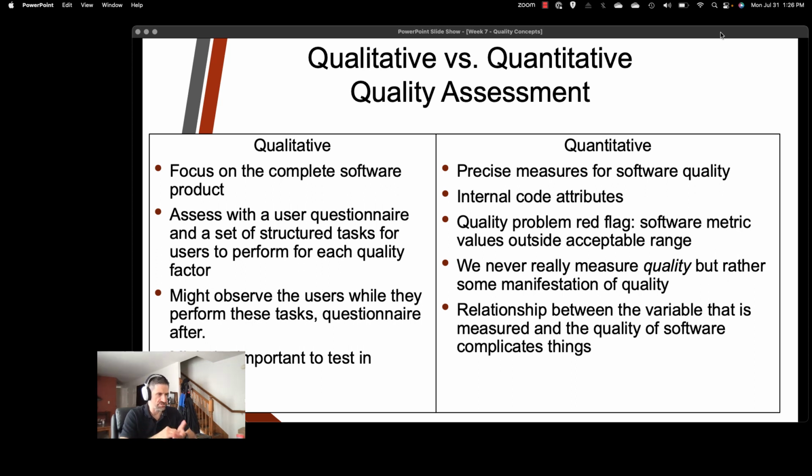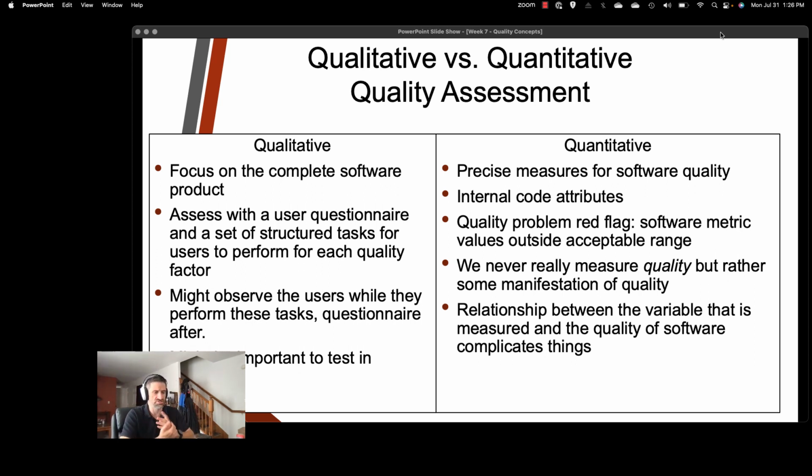We have lots of measurements, KPIs, internal code attributes. There may be red flags in place, where we have acceptable ranges, and if it goes out of those ranges, then it is a red flag. The one thing to remember is that we're not really measuring quality itself. We're measuring a manifestation of quality, right? So flexibility, testability, reusability, all of these different manifestations of quality.